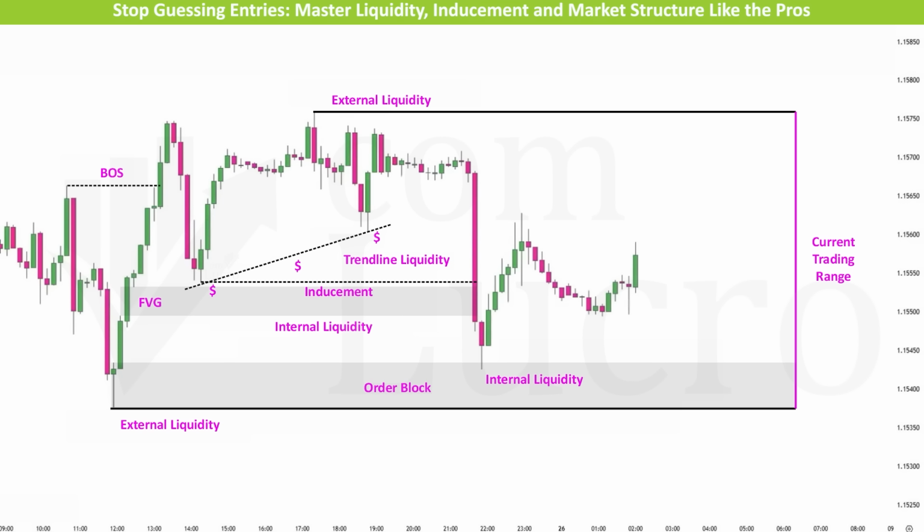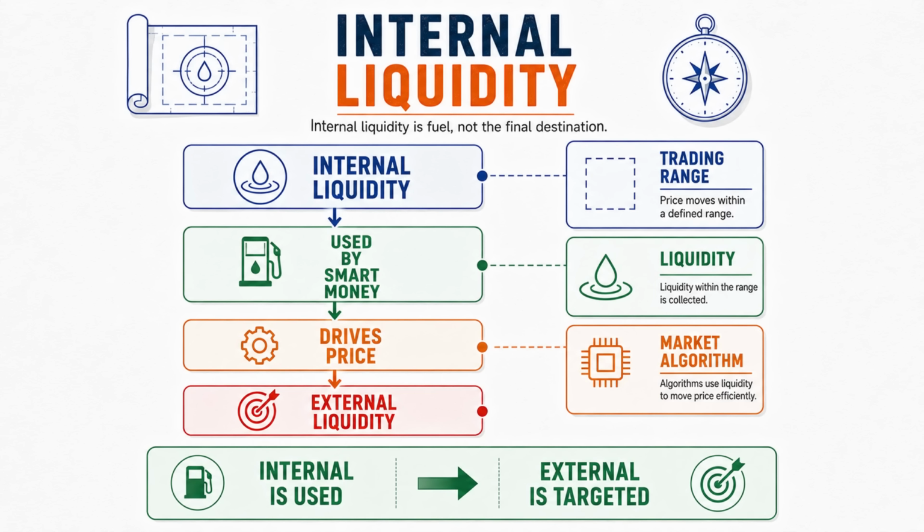Internal liquidity commonly shows up as fair value gaps, volume imbalances, liquidity sitting above or below internal swing highs and lows, internal trend lines, and consolidation zones that develop inside the trading range. Put simply, internal liquidity includes all liquidity that exists within the current trading range.